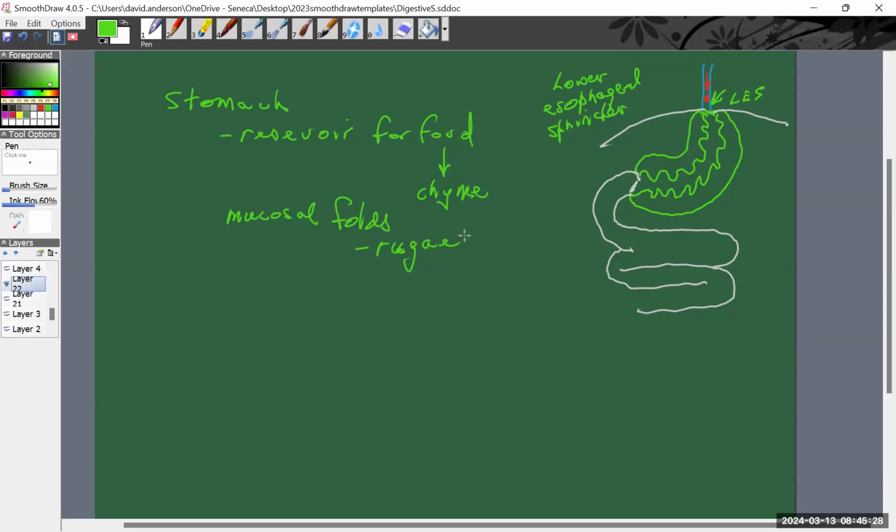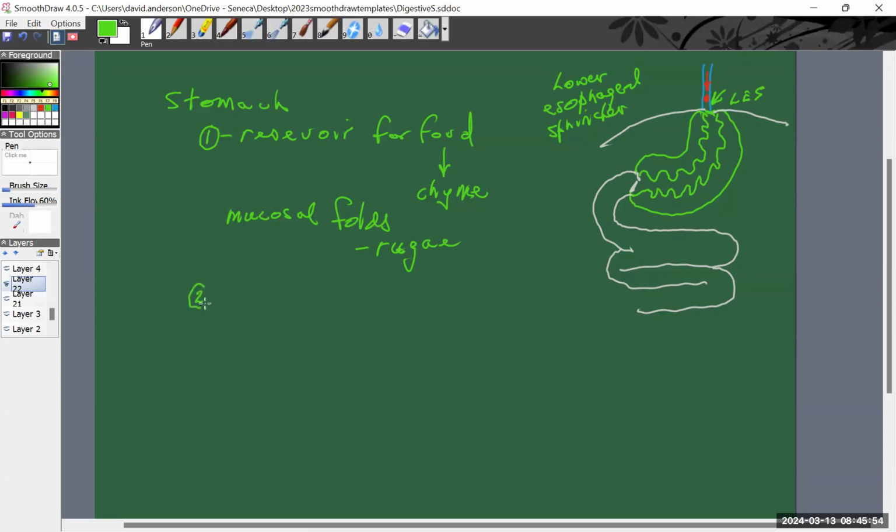But that requires a relatively large volume before you're going to be able to feel that, because these rugae allow for some expansion internally before you're going to feel it externally. So it increases surface area and increases the ability of this stomach to be able to act as a reservoir. So that's a major function. And this is one of the features that allows for that major function.